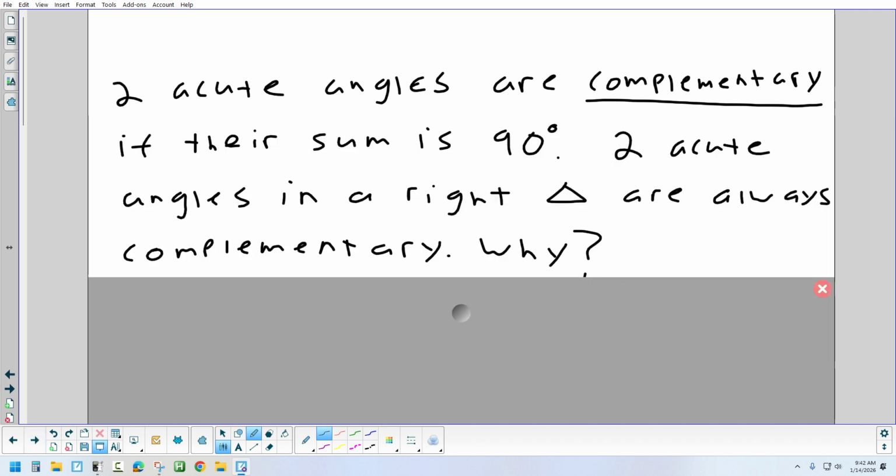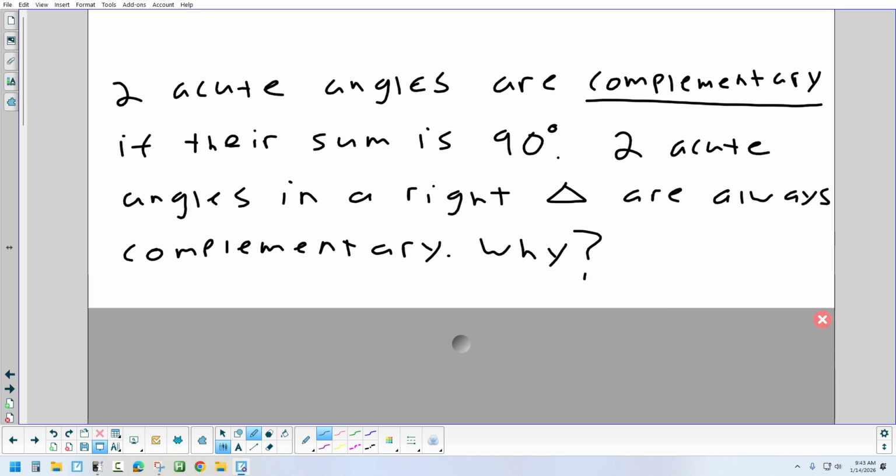Okay. How come the two acute angles in a right triangle are always going to be complementary? Yeah. Because one of the angles is a right angle. Right. Because one of the angles is a right angle, and we know that all the angles in a triangle add up to 180. So if you've already used 90 for the right angle, then the other two have to also add up to 90, or you wouldn't have a triangle.